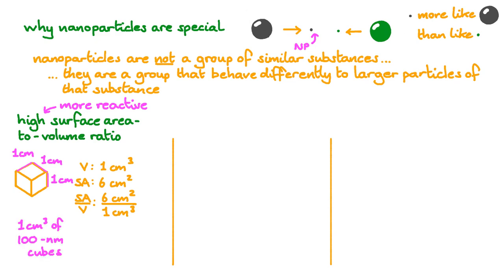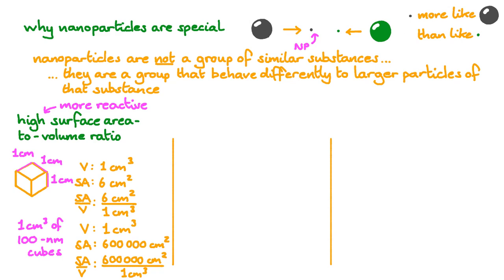Now let's imagine we've got exactly the same volume, so the same amount of material, but broken into cubes that are 100 nanometres by 100 nanometres by 100 nanometres. Like I said, we're using exactly the same amount of material, so it has the same volume. But each particle has much more exposed surface, and the total surface area is 600,000 centimetres squared. This gives us a surface area that's 100,000 times bigger.